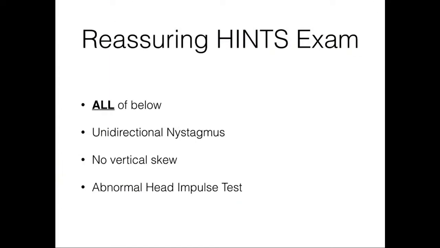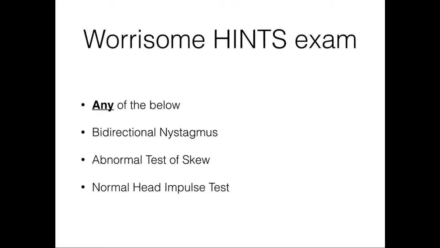So for a reassuring HINTS exam, you have to have all three components. You have to have unidirectional nystagmus, no vertical skew deviation, and an abnormal head impulse test. A worrisome HINTS exam is if you have any of the following: direction changing nystagmus, an abnormal test of skew, or a normal head impulse test.